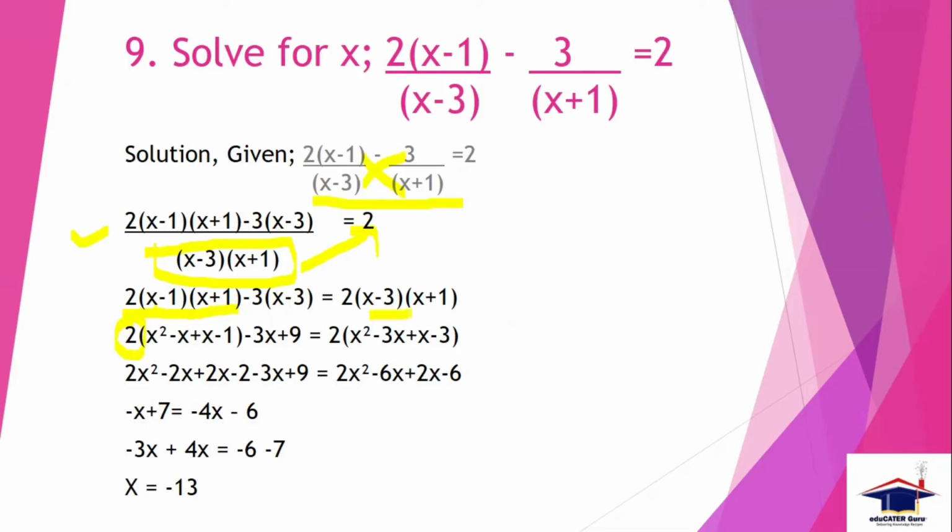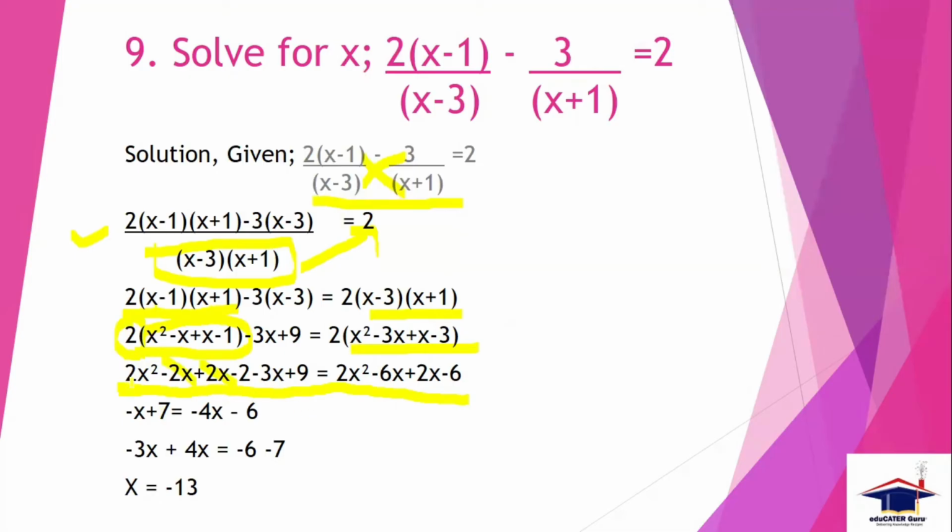Here also (x minus 3) and (x plus 1) is multiplied first, and then after this you will multiply the whole x square minus x plus x minus 1 with 2. So you will get plus 2x square minus 2x plus 2x minus 2 minus 3x plus 9 is equal to 2x square minus 6x plus 2x minus 3. Solving this, here minus 2x plus 2x gets cancelled.